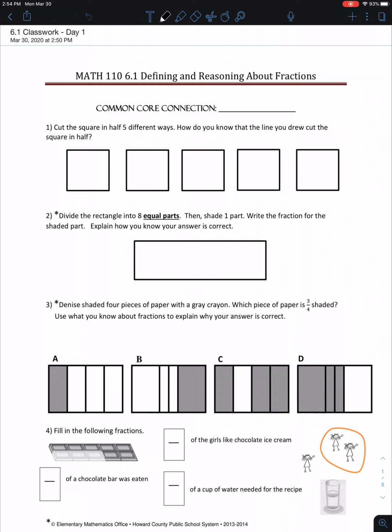It says to divide the square in half 5 different ways. And how do you know the line you drew cut the square in half? There's obviously a bunch of different ways you can do this. One, we could go straight across that way. And we know that it divided it in half because if we were to calculate the area, the area on the top and the area on the bottom would be the same, or at least they look the same. We can try to divide this one up and down.